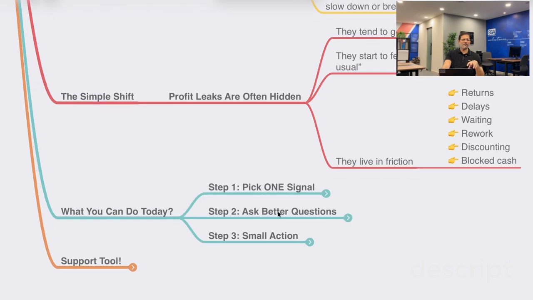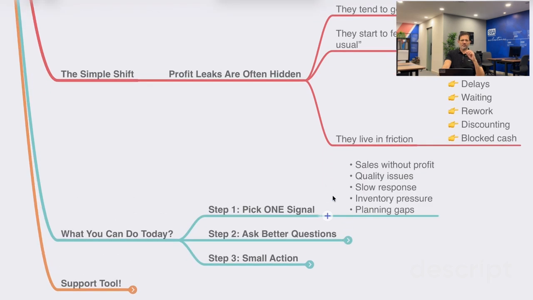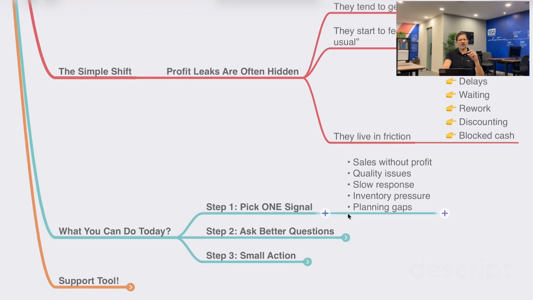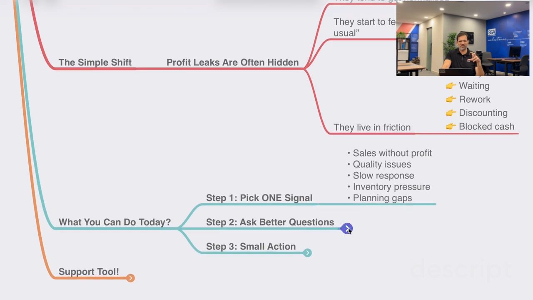So I have built a simple 3-step action point for you. Step 1 is pick one signal. I have spoken about a number of symptoms that you can spot in your business where you may be leaking profits. Pick up any one of the signals. It could be in sales, it could be in your manufacturing processes, it could be in your customer facing processes, it could be in your inventory planning. Pick up one area where you have a gut feel that there is pain here and we are leaking profits because of inefficiency in that area.